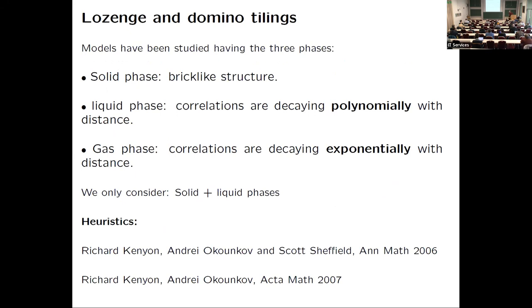I will be discussing lozenge and domino tilings, the two kinds. And what you see in all those models is that you have a solid phase, that is to say, where the dominoes or lozenges are structured in a brick-like way. And then you have a liquid phase, which is such that the correlations are decaying polynomially with distance. And then you can have a gas phase where the correlations are decaying exponentially with distance. Now in this talk, I will only consider solid and liquid phases.